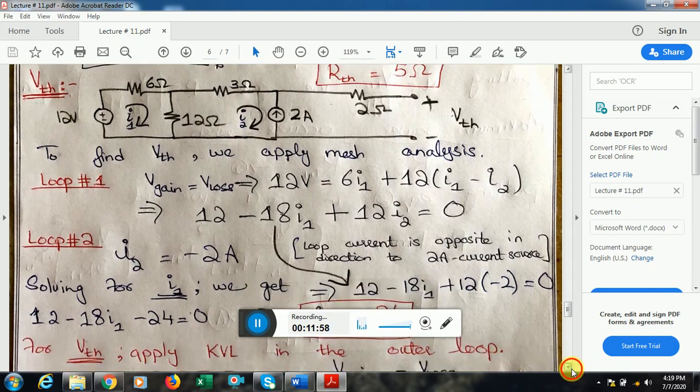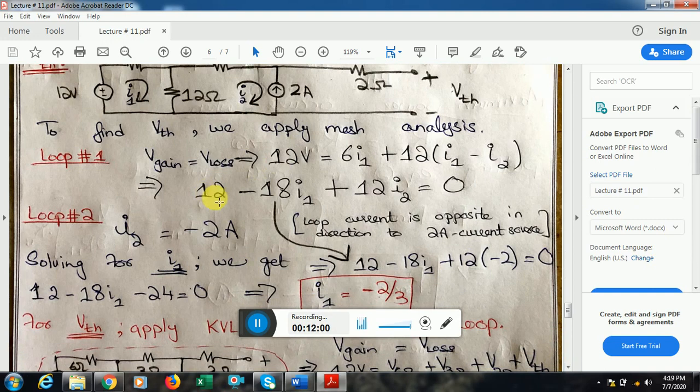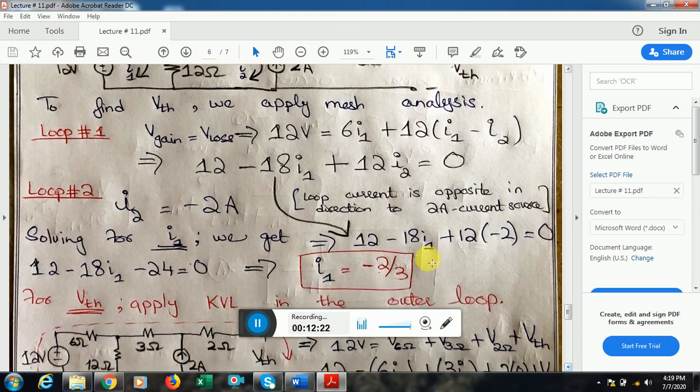By simply rearranging the circuit, I get to know the equation. I get to know that this is the final state of this equation. Loop 2 already has a current source, and you can see that it is 2 ampere, but the loop current direction is downward. However, the 2 ampere current is upward, so it will have a minus sign, and the reason is stated over here. So now we solve for I1 by putting the value of I2 in this equation. I get to know that I1 is minus 2 by 3.